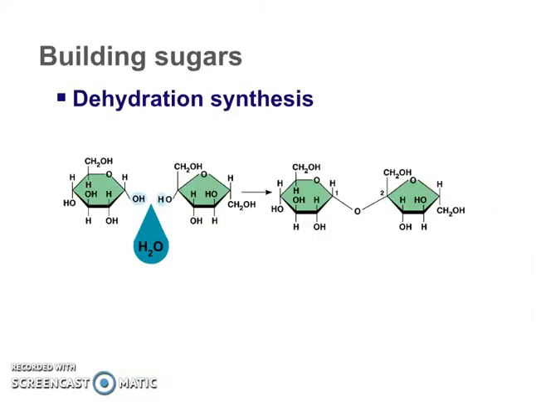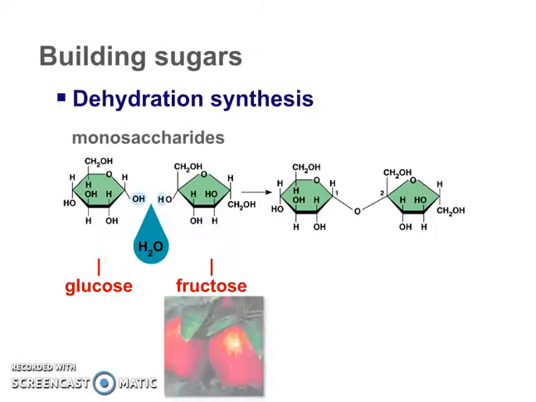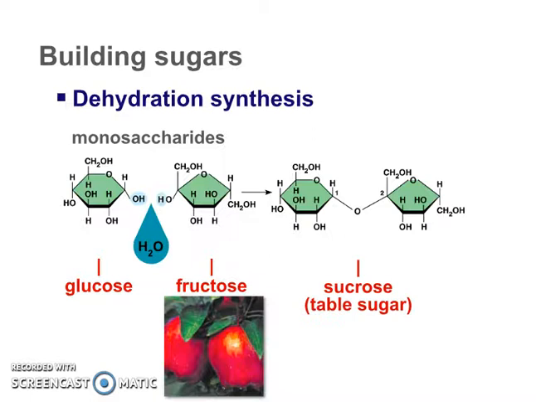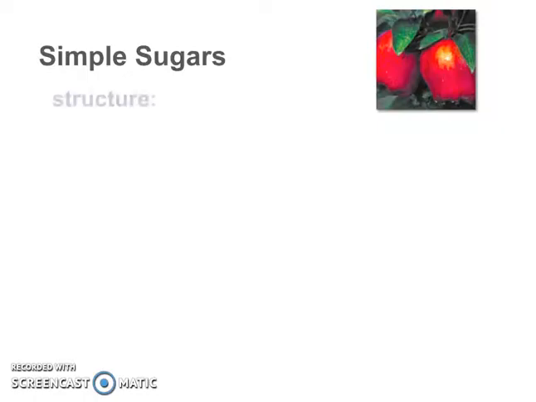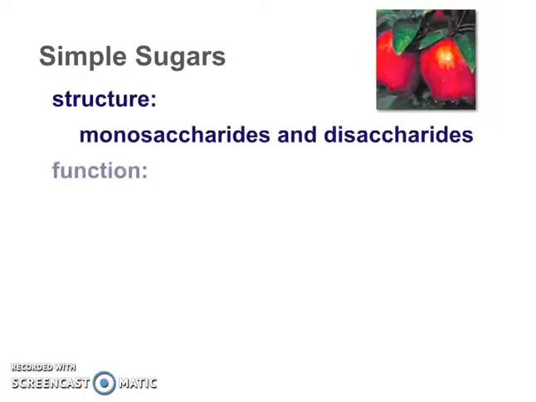They get put together by dehydration synthesis, just like we talked about before. So here we have an example of glucose added to fructose. You're removing that water and building sucrose, which is, again, table sugar, which is an example of a disaccharide. So two monosaccharides come together to form a disaccharide. So simple sugars, again, are those monosaccharides and disaccharides.